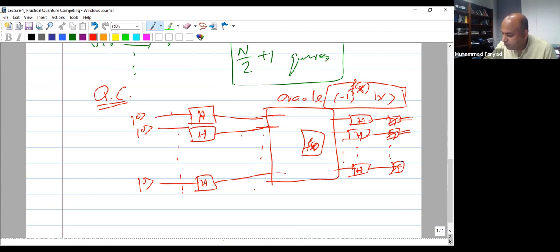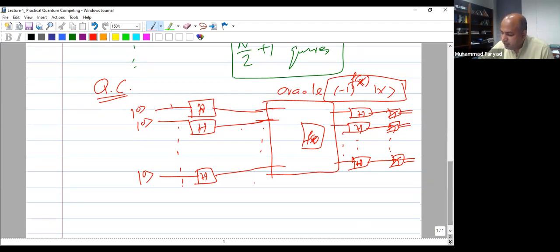After measurement, I'm putting 2 lines to indicate that it's classical information. So based on this measurement result, I will be able to tell if this f of x is constant or balanced. And we will see that we will be able to tell this with just a single query, with just a single pass of input to this oracle and also to this function. We will be able to tell whether this f of x is constant or balanced.